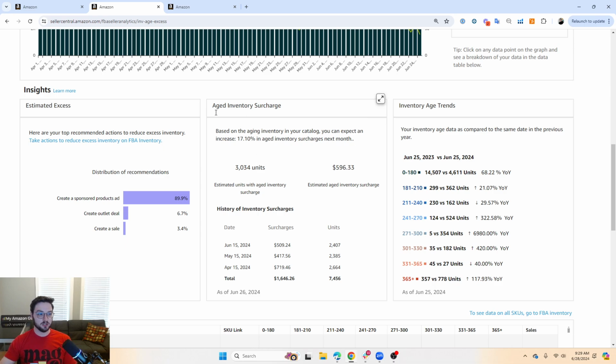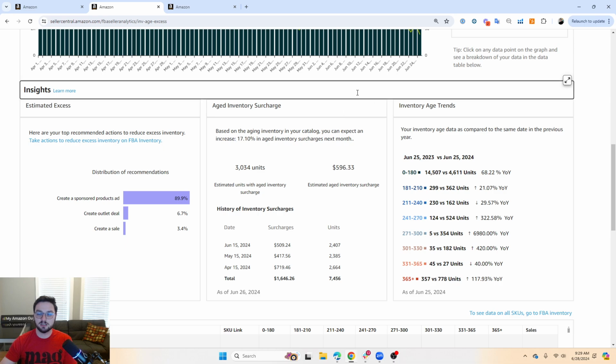Next, we have our aged inventory surcharge. So this is the important one for most sellers, especially with Amazon's new fees around aged inventory. This is going to tell us exactly how much we are being charged from a surcharge perspective for this aged inventory. So you can see 17.10% in aged inventory surcharges next month. That means 17% of our total FBA storage bill is nothing but aged inventory. So what does this mean? It really means that we have a bunch of units we need to get out for some reason.